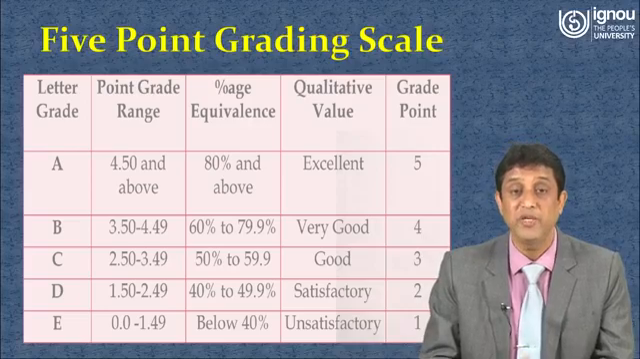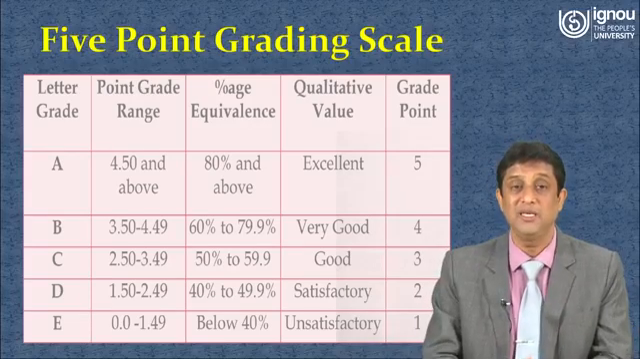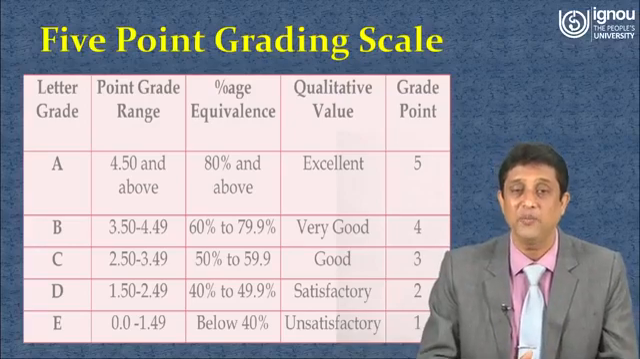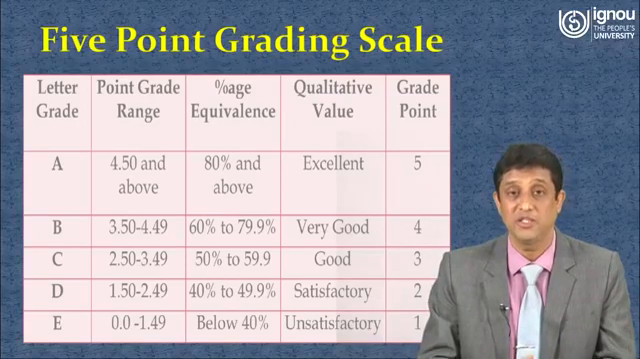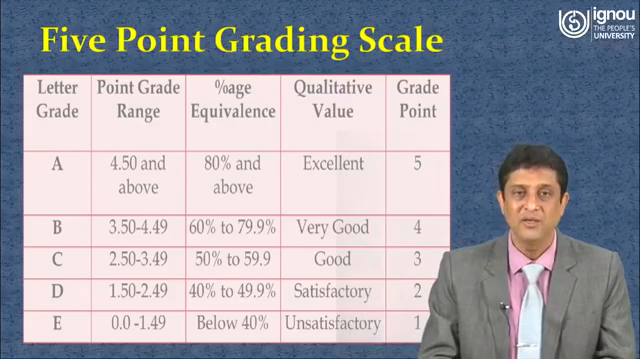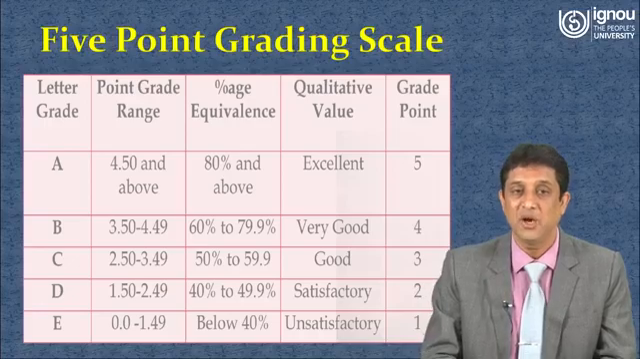C grade is 50% to 59.9%. D is 40 to 49.9%. E is below 40%. We call it unsatisfactory. Accordingly, A grade is excellent, B is very good, C is good, D is satisfactory, and E is unsatisfactory.